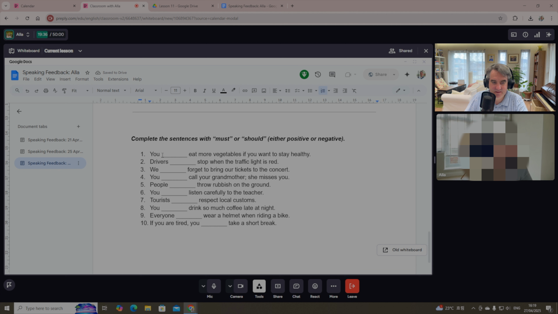Do I need to type? You can try and type. Let's see if it works. Okay, I'll let you type and you fill it in. You should eat more vegetables if you want to stay healthy. Yeah, I agree. Okay, what's the next one?